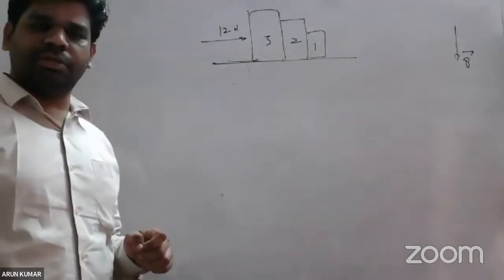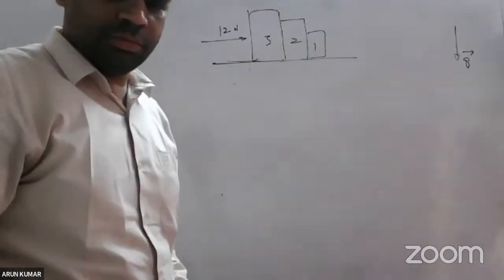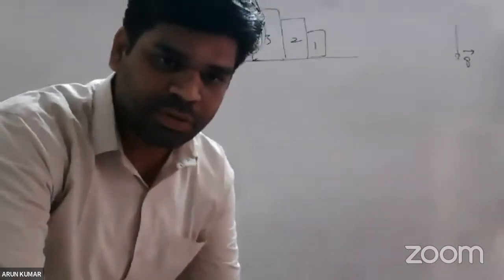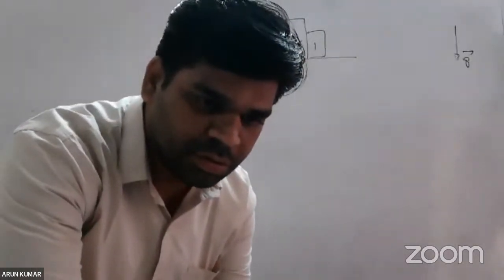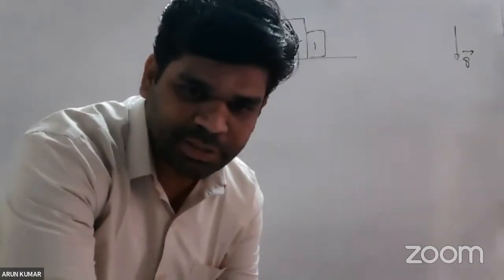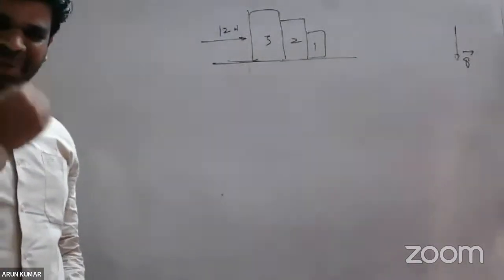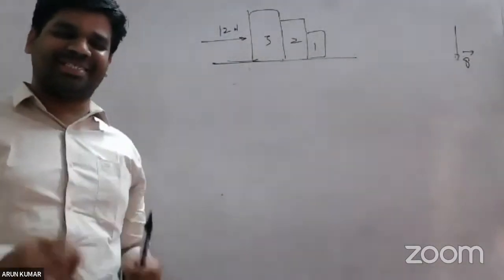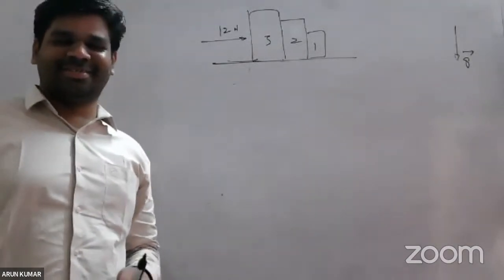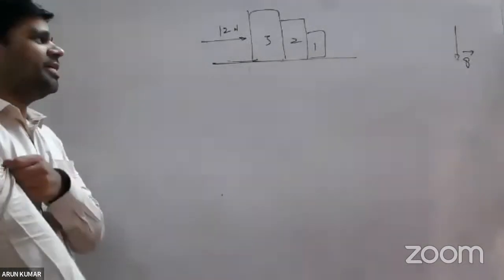Sir, F is equal to ma, sir. Yes, what is the total mass? 6, sir. Bhavna, 3 plus 2 plus 1 is 6. So 12 by 6, which is 2 meter per second square acceleration, right?